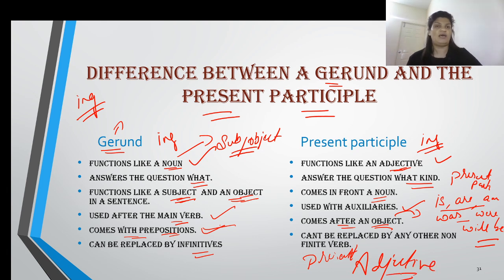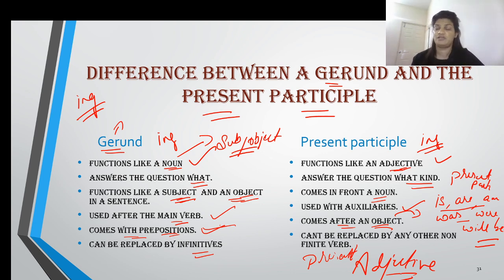So that is all about non-finite verbs. I hope you have the clarity. The way I have explained it, the way I have simplified it for you, I'm pretty sure that after a little bit of practice, you will be able to differentiate between an infinitive, a participle, and a gerund.